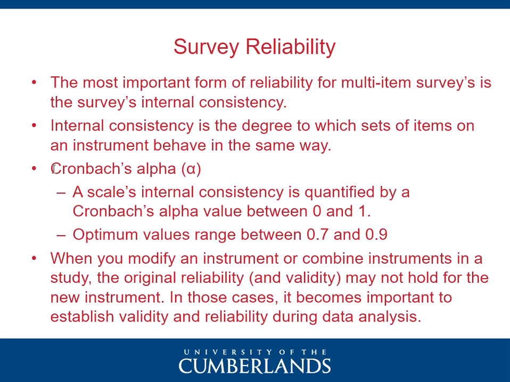This is something I'm talking about just to give you some foundational knowledge now, but we're going to go into a lot more detail next week. In week 5, we will go into Cronbach's alpha way more. This is just getting your feet wet with it. Cronbach's alpha is a scale's internal consistency, and it's quantified by a Cronbach's alpha value between 0 and 1. Optimum values range from 0.7 to 0.9. Obviously, if it's higher, that's great, but you don't want it lower than 0.7.